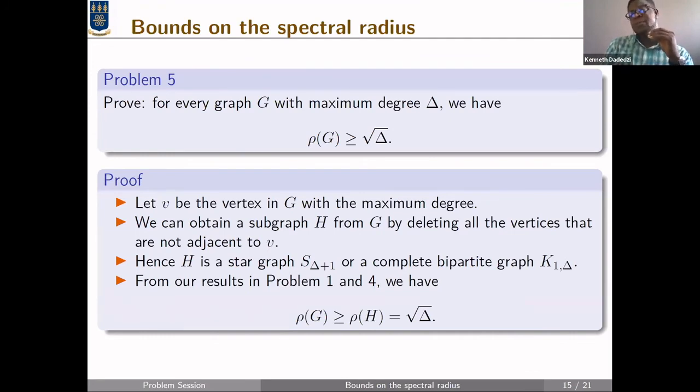Bounds. There are several bounds: bounds in terms of the chromatic number, in terms of the number of edges, and so many other things. This is one interesting bound, and it is also picked from the book from Stefan as an exercise.